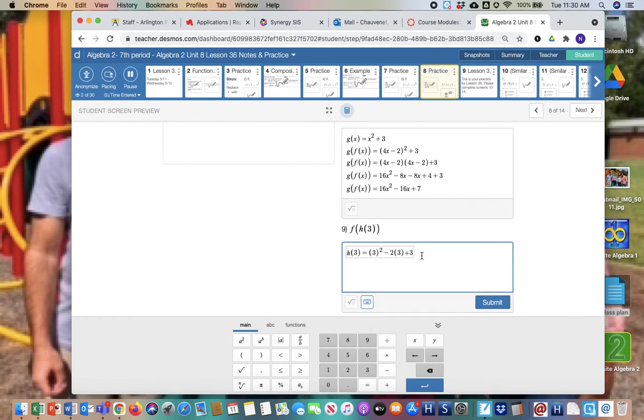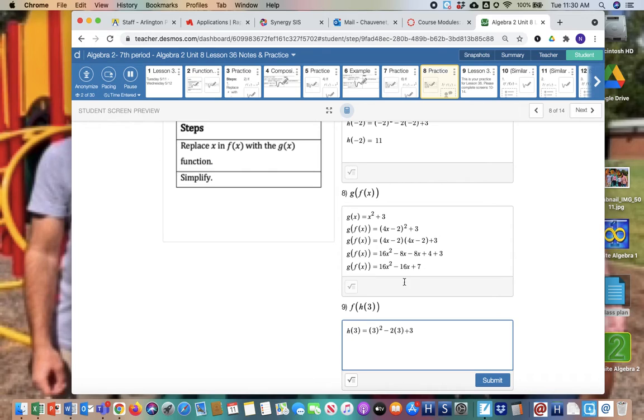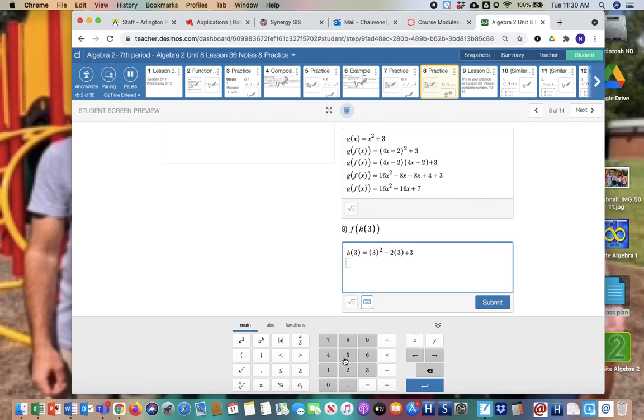Okay, so I need to get what h of 3 is, right? So here we go. Let's get that h of 3 answer. I'm going to write h of 3 equals, okay, 3 squared is 9, negative 2 times 3 is negative 6, so 9 minus 6 is 3, plus 3 is 6. And if you needed to, of course, you could copy and paste this into the calculator to get that answer. So now we have what h of 3 is.